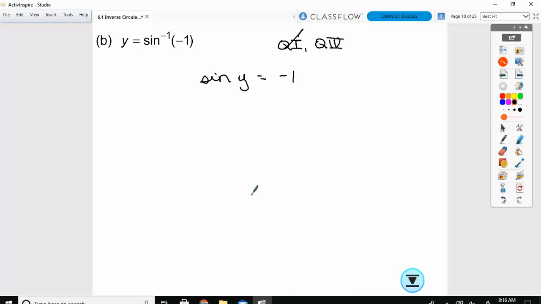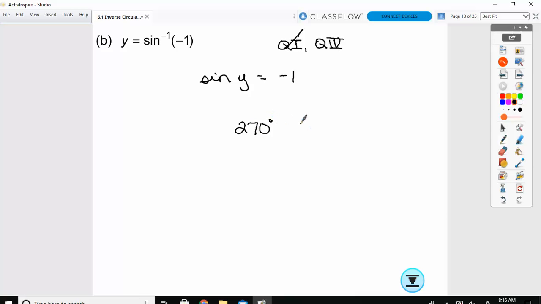This is where the unit circle can be helpful to you. If you have a circle filled out, we know we're only looking at quadrants 1 or 4, so we're only looking at this half of the circle. Sine is the y, so I'm trying to figure out where on that half of the circle does y equal -1. And when does that happen? 270 degrees.